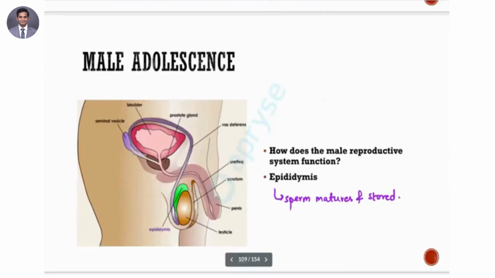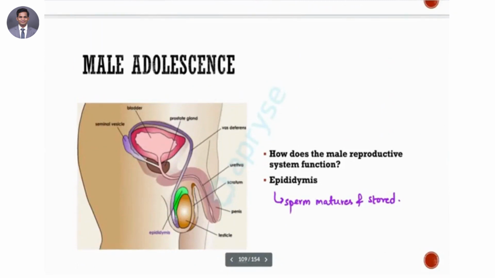Okay, the epididymis. Can you see the epididymis? You can see this right behind the testes. So adjacent to each testicle, you will find the epididymis. It is a tubular structure. The primary purpose here is to store the sperm for a particular period of time.